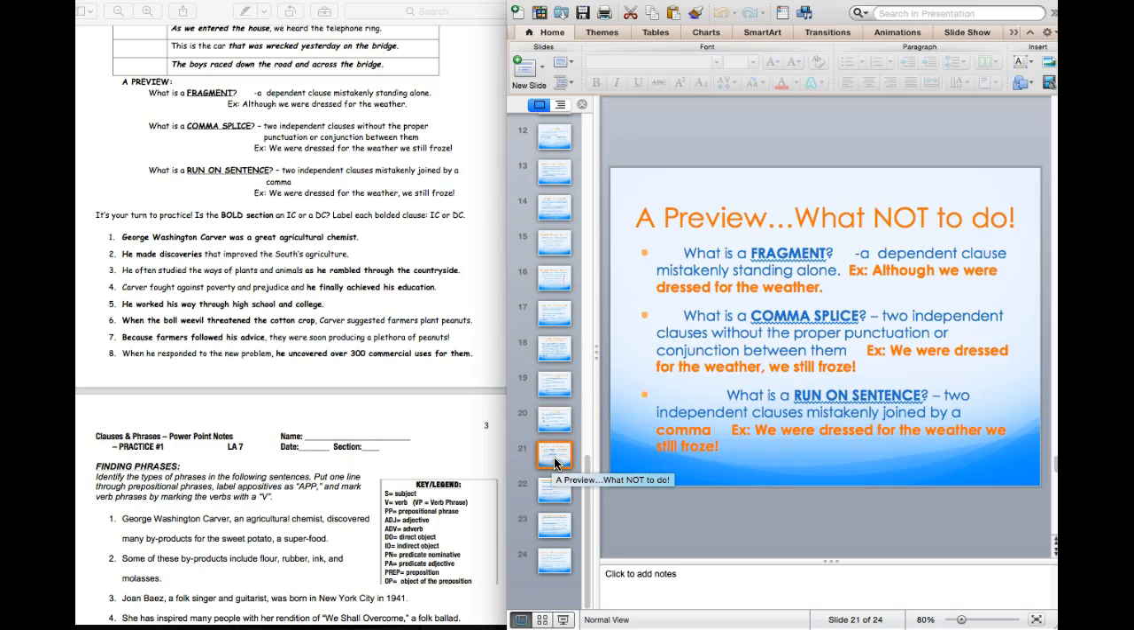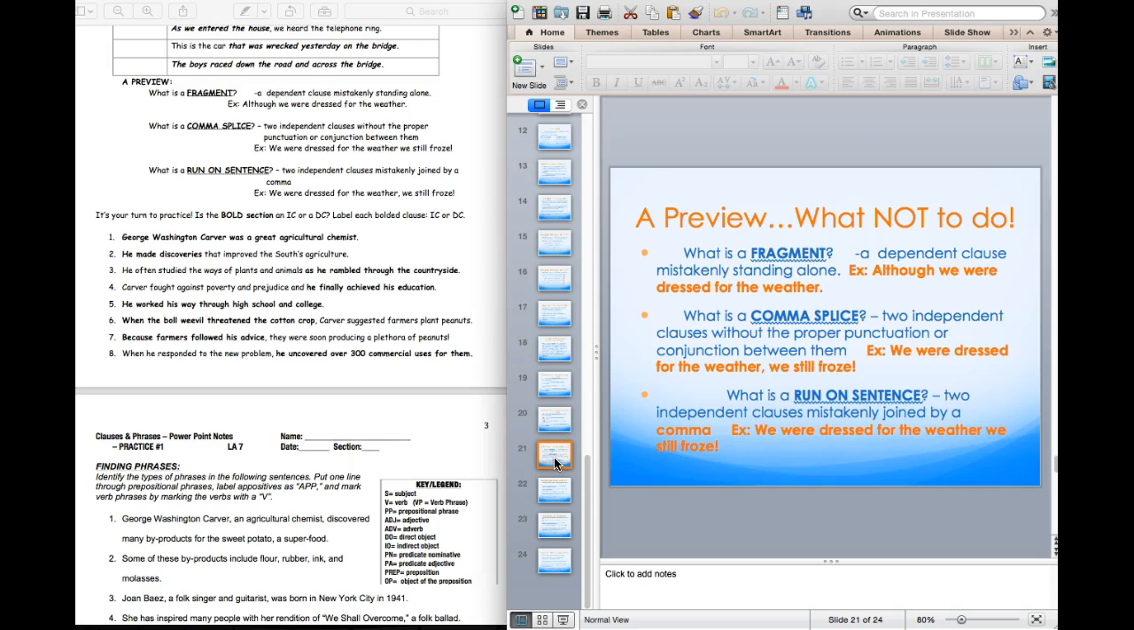Okay, so what do we not want to do? We don't want to write fragments, comma splices, or run-ons. What are these? A fragment is a dependent clause punctuated as if it were a sentence. A comma splice is an IC, comma, IC. That means you're putting a comma in between two independent clauses, and that comma does not belong there. A run-on sentence is exactly the same except without the comma. You can see the example there.